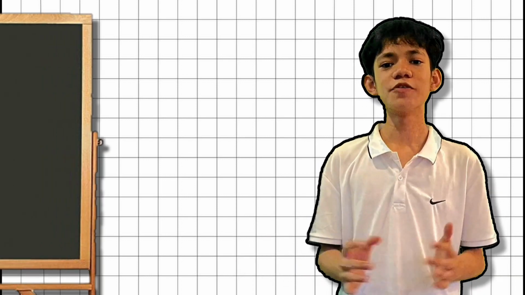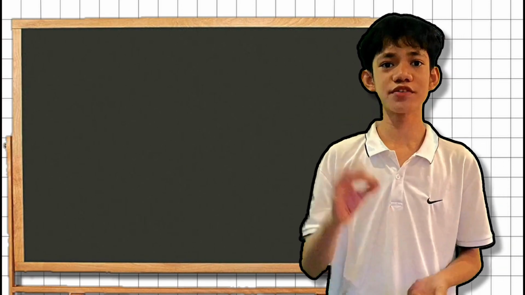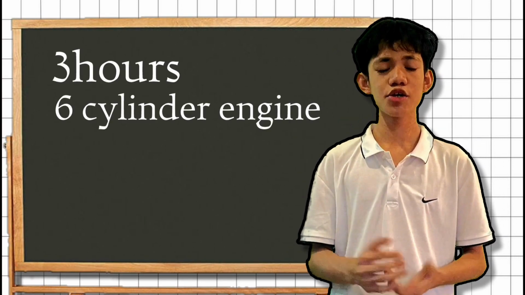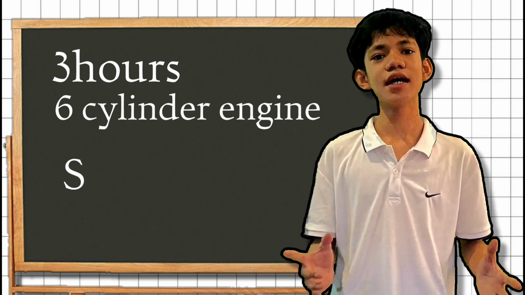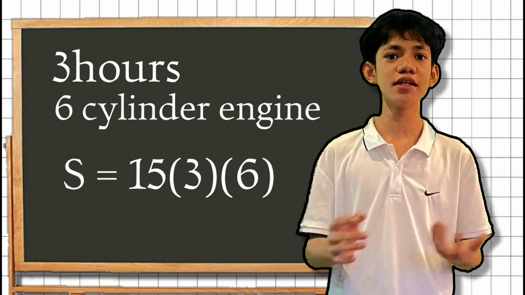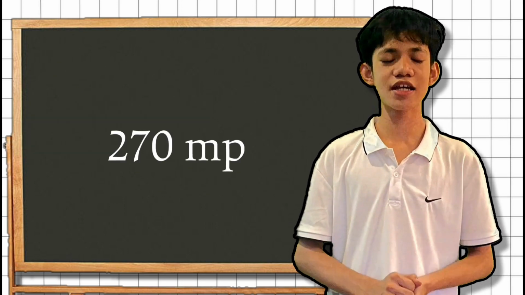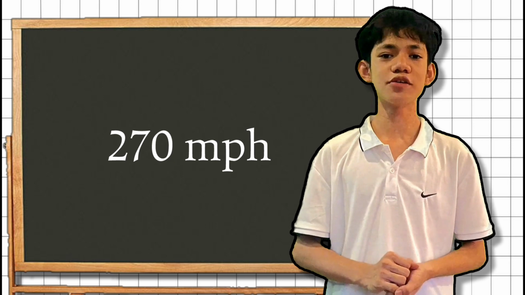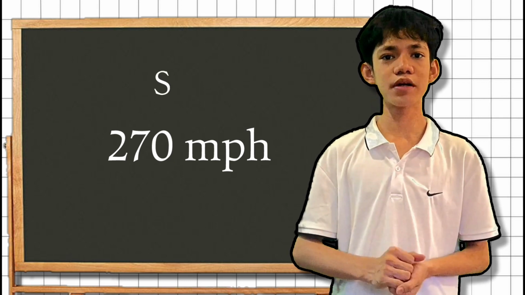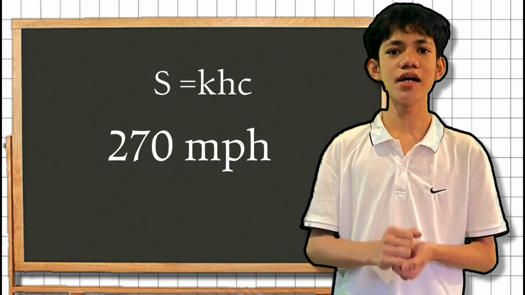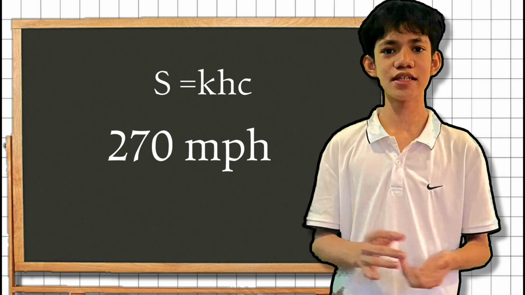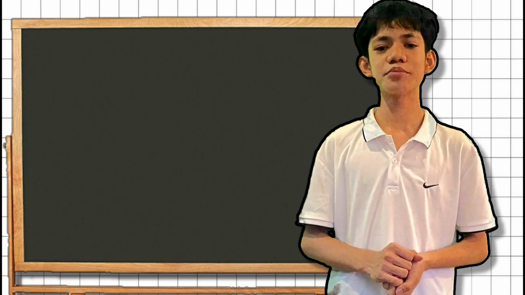Now, we can use the value of K to determine the speed of the car for different combinations of hours and cylinders. For example, if the car has been driving for 3 hours with a 6-cylinder engine, we can calculate the speed as S is equal to 15 times 3 times 6, which gives us 270 miles per hour. So, in this example, the speed of the car varies jointly with the number of hours driven and the number of cylinders in its engine. Let's move on to number 2.